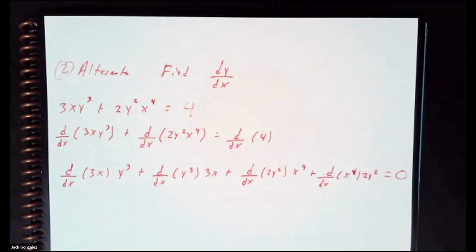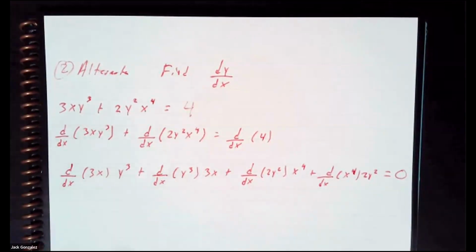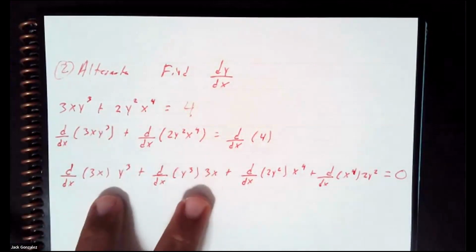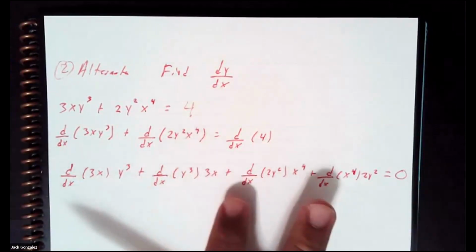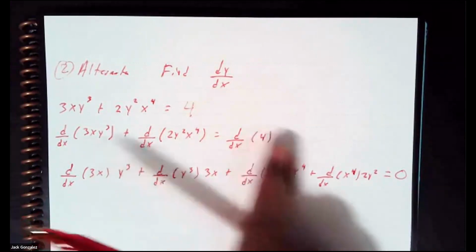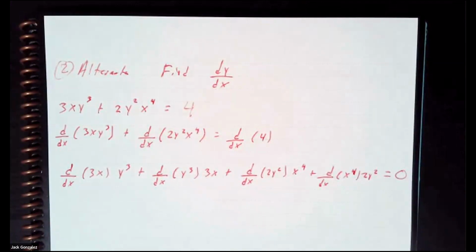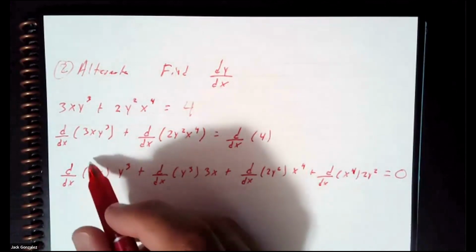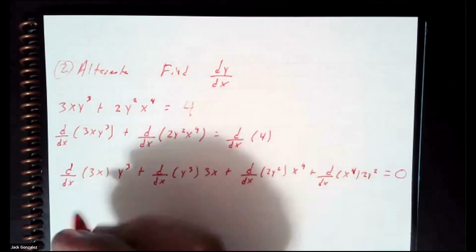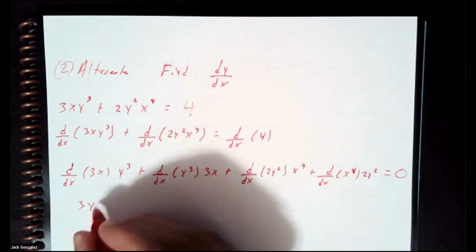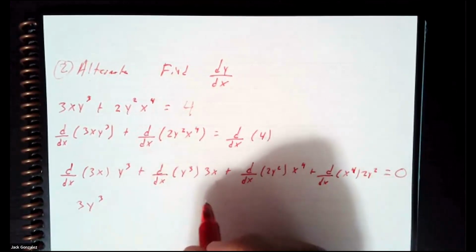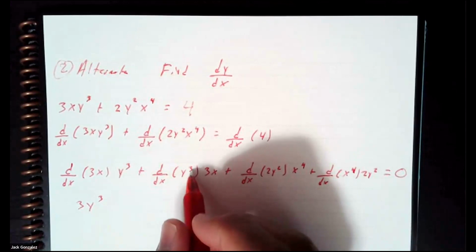Okay. So far, do you guys see how we are applying the product rule here twice? So this derivative is these two. This derivative is these two. This derivative is 0. Okay. So these match. Derivative of 3x will simply be 3 times y cubed. Derivative of y cubed, what is that going to be?